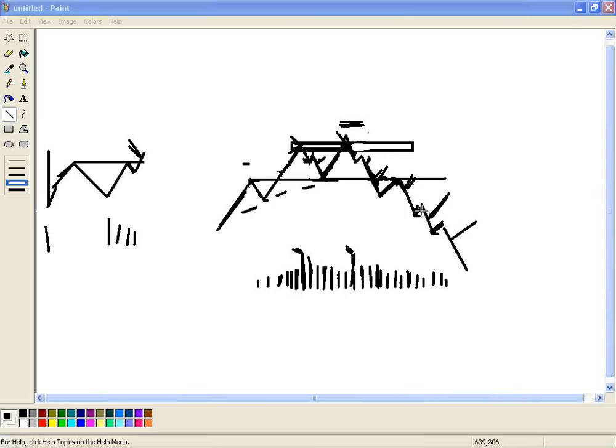So again, we talked about all our entry points. At this point, it gets a little late. I don't like to chase it at that point, even on a no demand. And what I would look for is very simply to see how the lower prices are behaving, as far as are they attracting buyers or not.